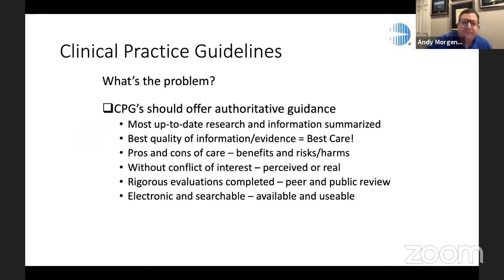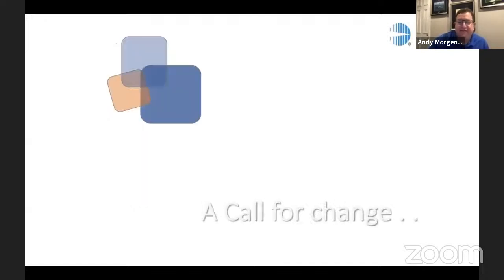So way back about 10 years ago, there was a problem because we knew that clinical practice guidelines needed to offer guidance that's up to date, that's high quality, and that talks about the pros and cons, the benefits and harms and risks of treatment. We wanted people to write these guidelines who didn't have conflicts of interest. You don't want the person writing the guideline on glaucoma to be an employee of one company that makes a specific drug for glaucoma. So there has to be no conflicts of interest. Rigorous evaluations have to be completed, and it has to be searchable, available, and usable.